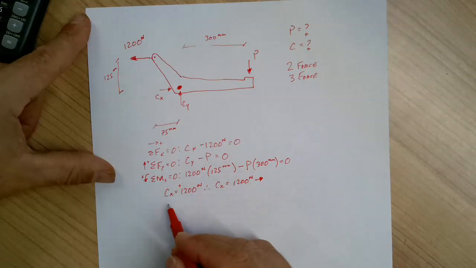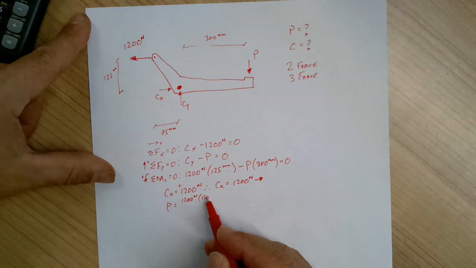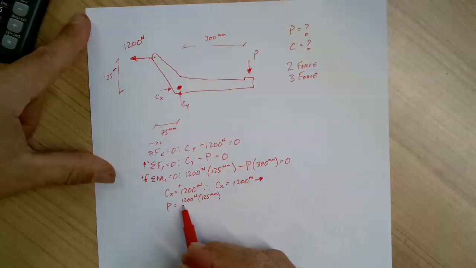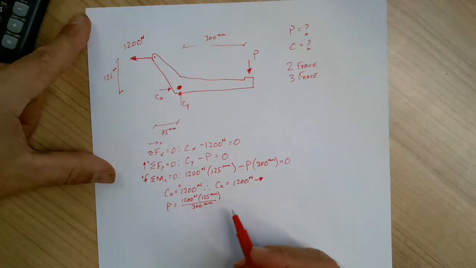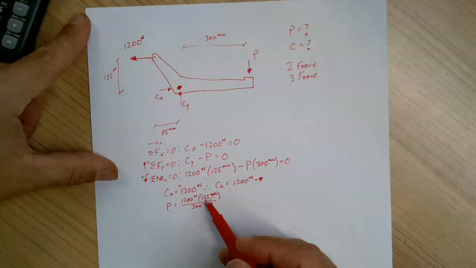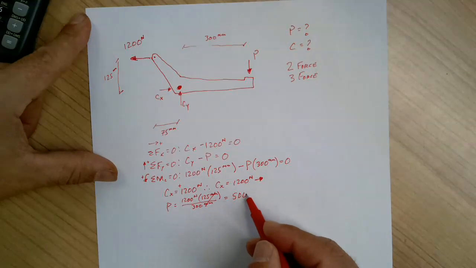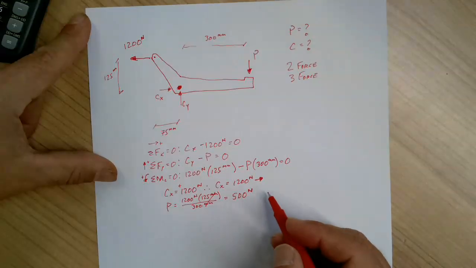P is equal to 1200 newtons times 125 millimeters. Bringing that over, divide by 300 millimeters. The millimeters cancel out. 12 over 3 is 4. 4 times 125 is 500. I'm left with 500 newtons.